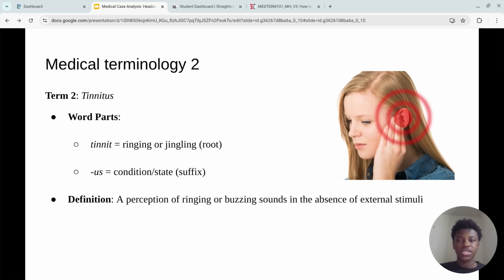And medical terminology 2 is tinnitus. In the word separation, the root is tinnit, which is a ringing or jingling sound. And then -us is a suffix for condition or state. So, a ringing condition or state. It's defined by a perception of ringing or buzzing in the absence of external stimuli. So the origin is inside the ear.